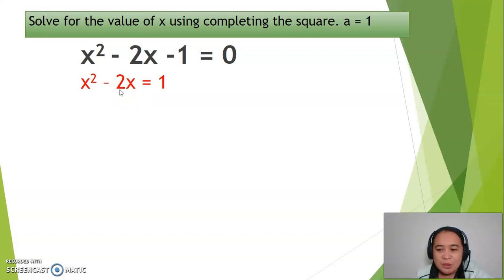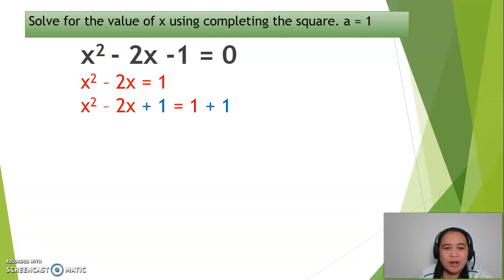Half of negative 2 is negative 1. Square it, you will get 1. So therefore, add 1 to both sides. Now rewrite this to binomial term. So the square root of x squared is x, and the square root of 1 is also 1. Now the second term is negative, so therefore it's negative 1. Then 1 plus 1, you will get 2.